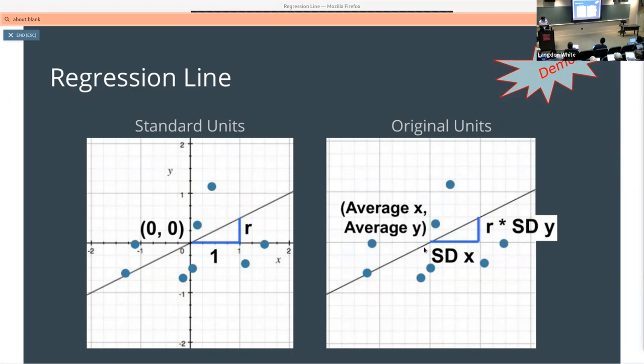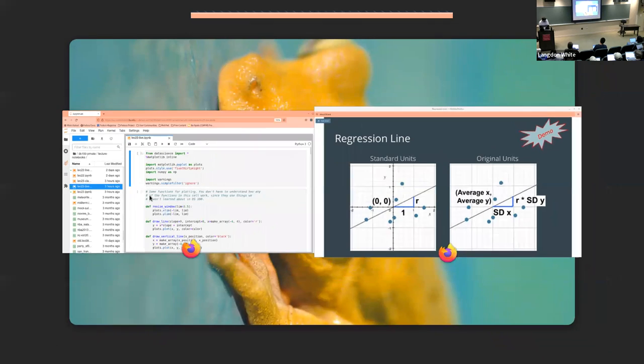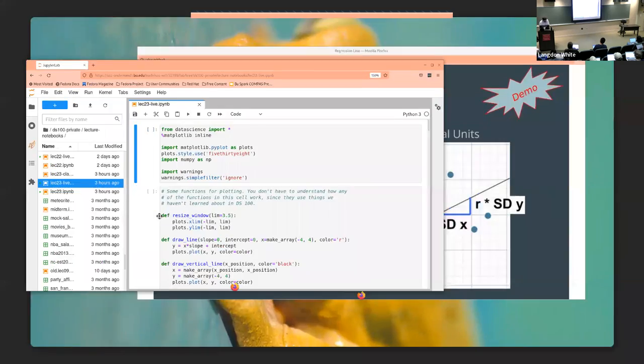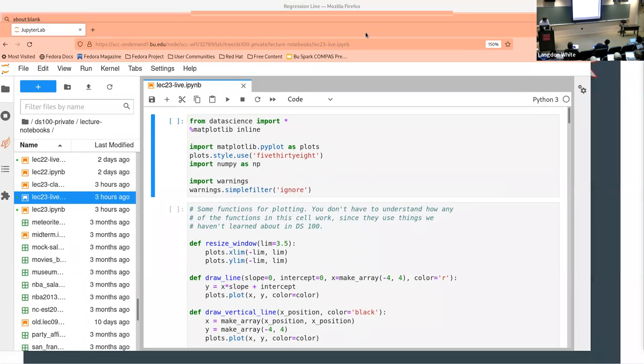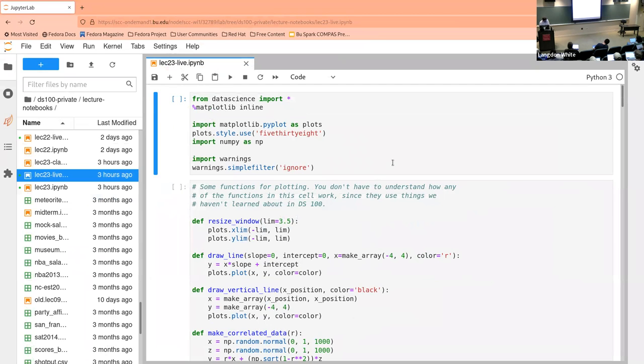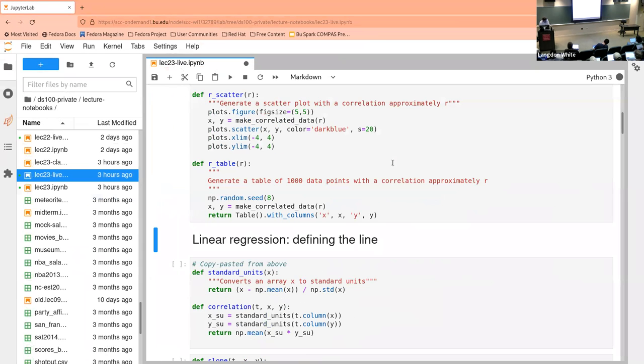I still don't like how these slides work. I take it back. I rearranged them, tried to make them better, still need work. Let me just run these.